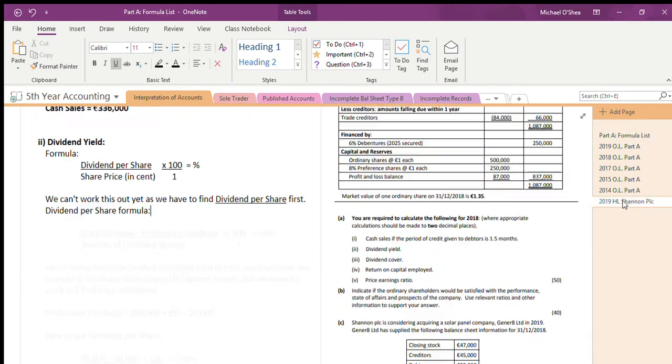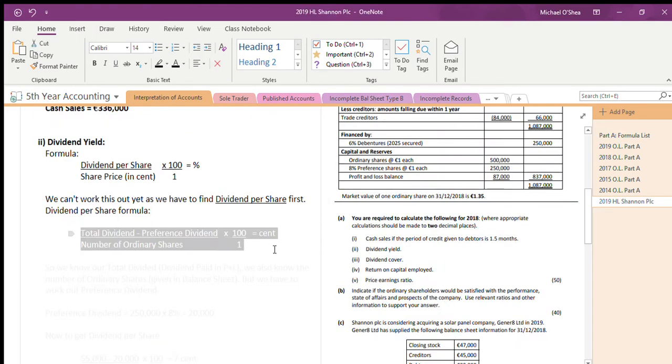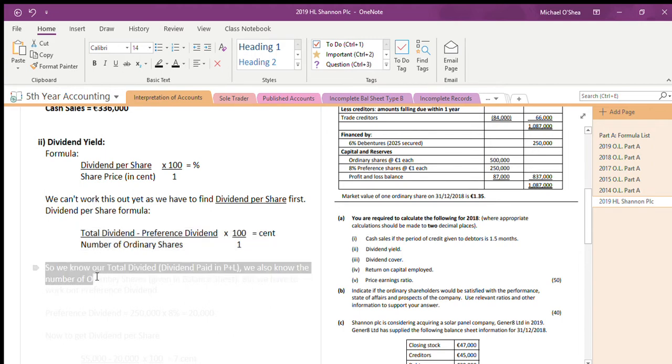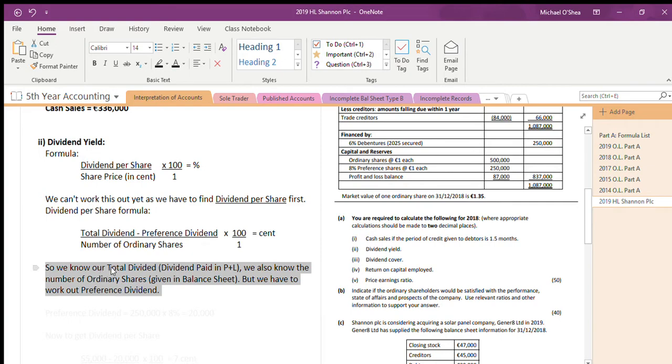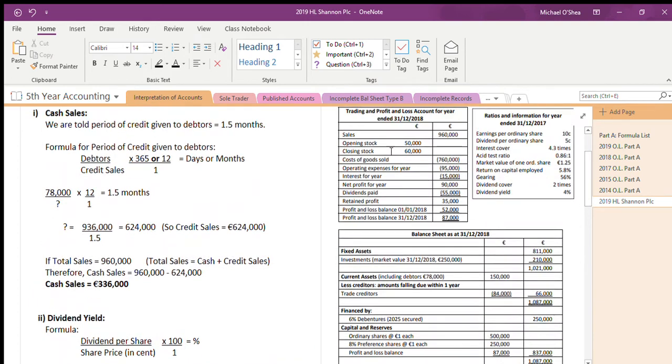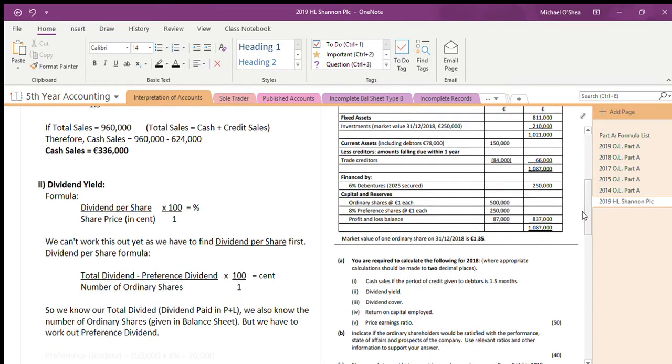I've already put that in here. So total dividends minus preference dividends, divided by number of ordinary shares, multiplied by 100 over 1, equals cent. My total dividend, we know that. The next thing is preference dividend. How am I going to work that out? We know our total dividend because it's the dividend paid in the P&L. I'm going to go up to my P&L. This dividend paid figure, that's my total dividend. You're always given the dividends that you've paid out, 55,000. So I know that's my total dividend.